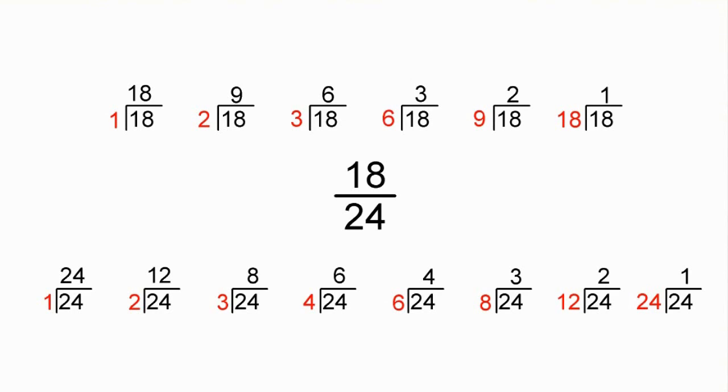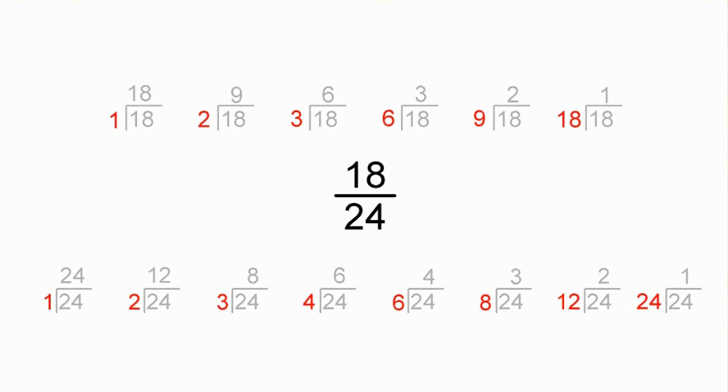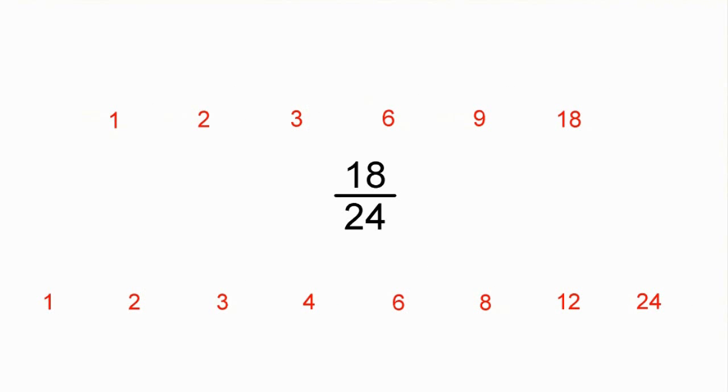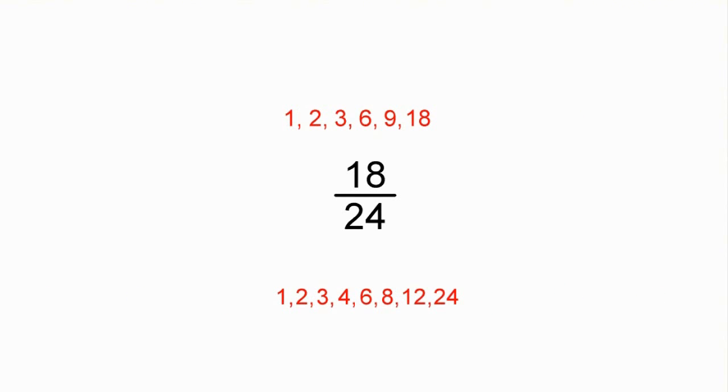Now let me explain how to reduce 18/24. In order to reduce this fraction, you have to know if there are any common numbers that divide evenly into the top number and the bottom number. Again, here are all the numbers that divide evenly into 18 and that divide evenly into 24. As you can see, there are several common numbers that divide evenly into both of them: 2, 3, and 6.